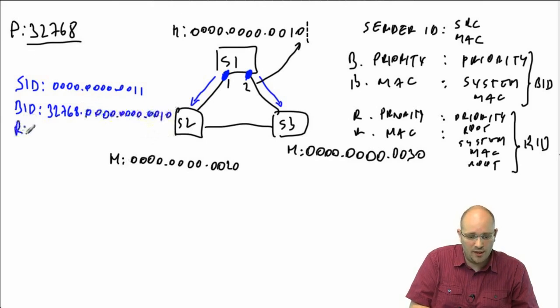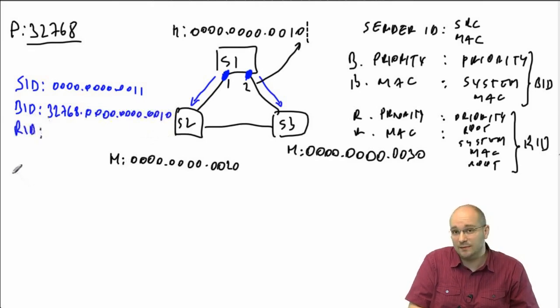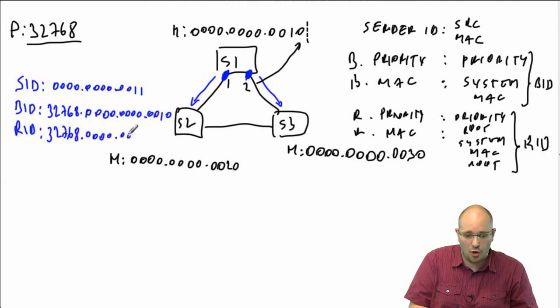and finally we need to see who the root is. By default, when the elections start, every single bridge claims to be the root. So switch 1 is going to claim to be the root. So this value here will be exactly the same as our own bridge identifier.